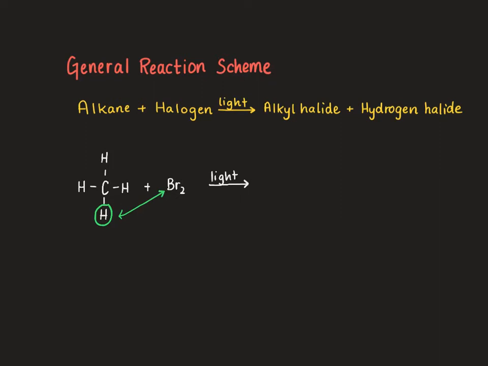So we're going to create an alkyl halide, in this case bromomethane. So our bromine will be there. Only one hydrogen is swapped out, and then we create hydrogen bromide, or a hydrogen halide, as a byproduct. This product, our bromomethane, is the organic product we create. HBr is the inorganic product.